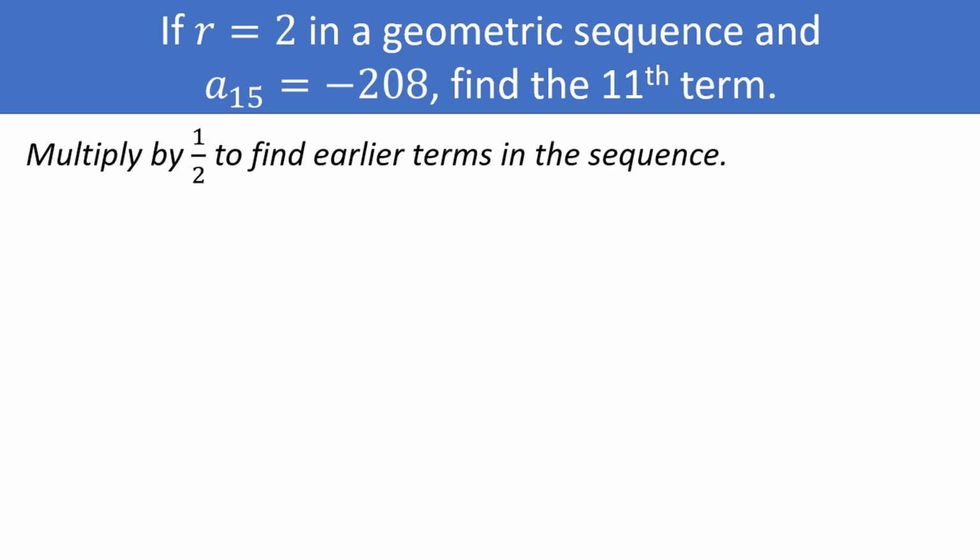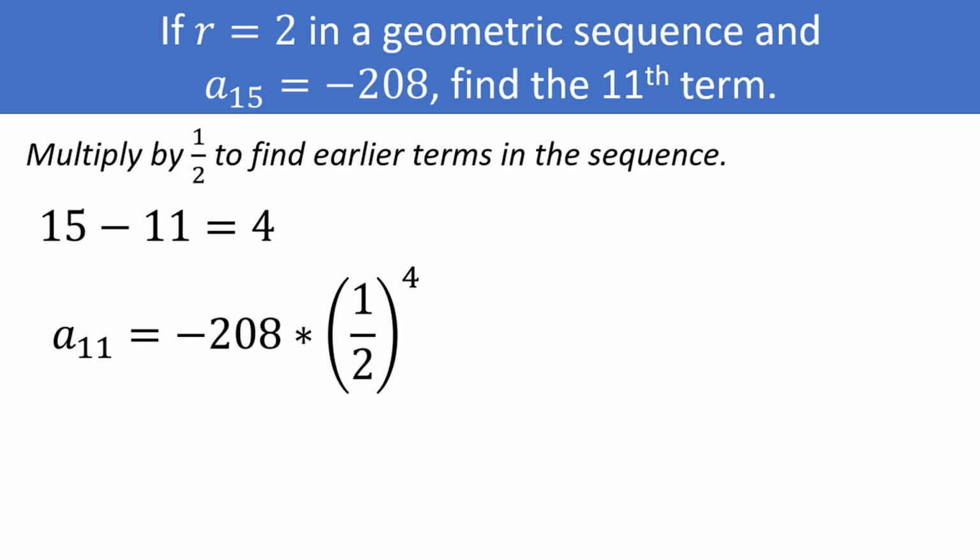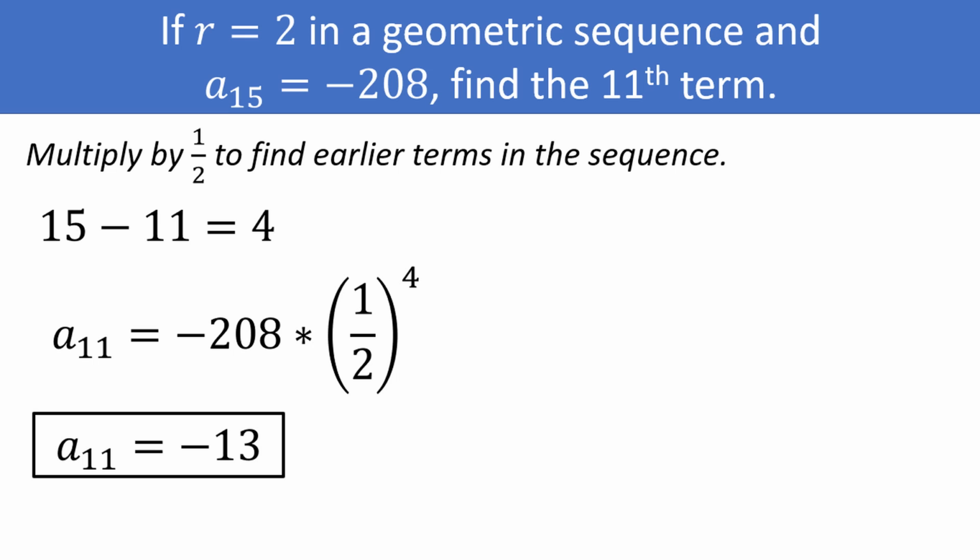Let's find the difference in subscripts. We have 15 minus 11, which is equal to 4. So we need to multiply by not 2, but instead 1/2 4 times. We have -208 times 1/2 to the 4th power, which is -13. The 11th term is -13.